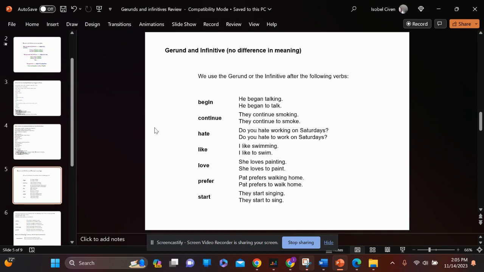Okay, slide 5, gerunds and infinitives have no difference in meaning. We use the gerund or infinitive after the following verbs. Begin, for example: he began talking, he began to talk. So these verbs, begin, continue, hate, like, love, prefer, start, can be followed by a gerund or the infinitive, and there is no change in the meaning of the sentence.